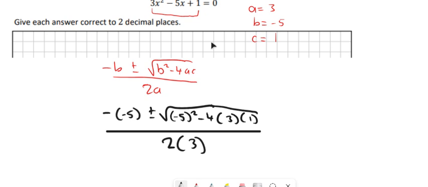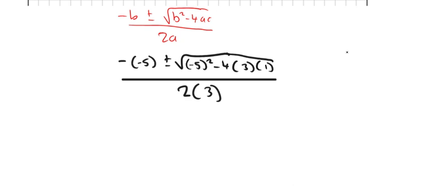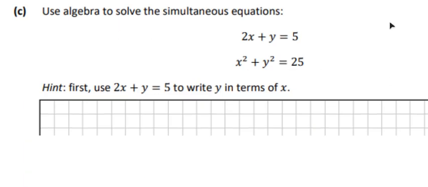And your answers, well, for the minus, when you put it in with a minus, you get 0.23, and I've rounded to 2 decimal places here as well. And then if I go back and put it in with a plus, I get 1.43. So that question is fine if you know how to use minus b formula.